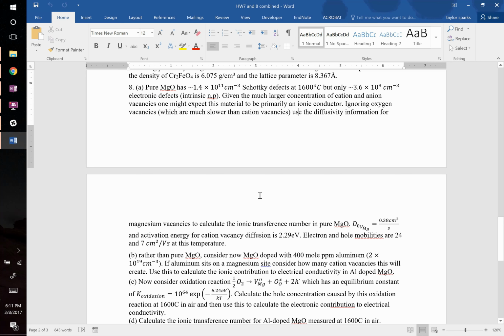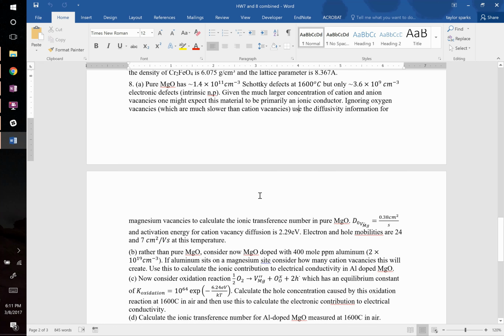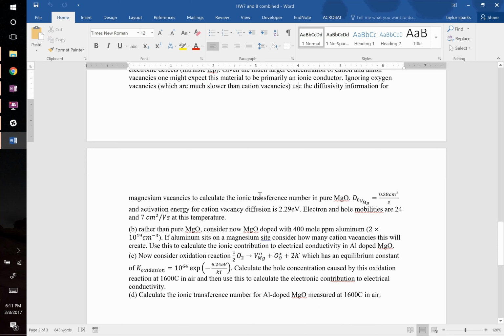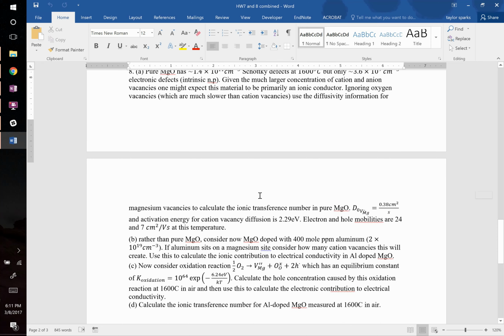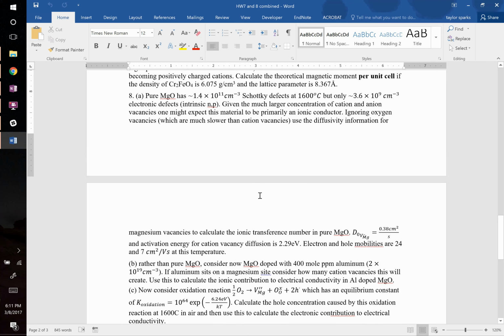Turns out the mobility is actually much lower. Do I have you solve for mobility in this question? I thought I did. Oh, I give you this, so you can solve it using that. So it says, ignoring oxygen vacancies, which are slower than the cation vacancies, use the diffusivity information for magnesium vacancies to calculate the ionic transference number.